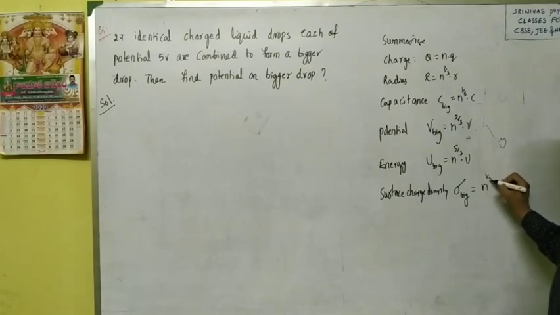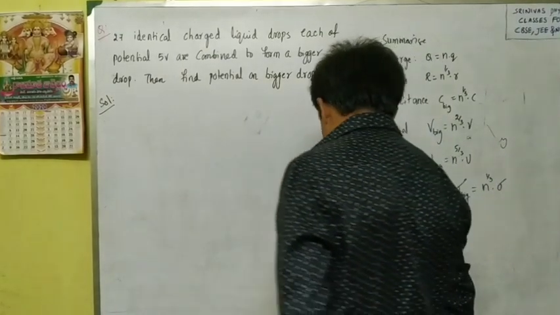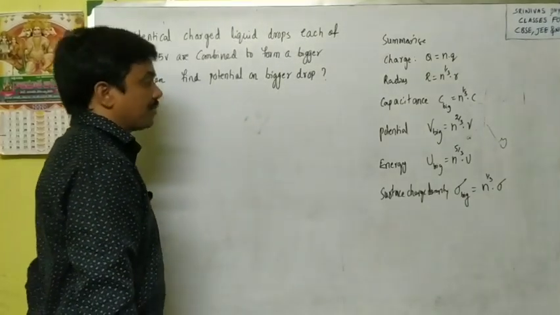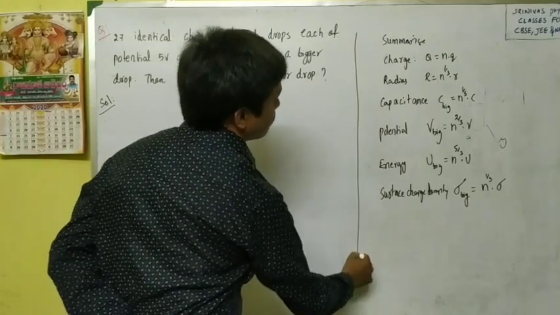1 by 3 into surface charge density on the smaller drop, right? And this is a summary of what we discussed till now. And now let us see, based on this, how to solve the problem.